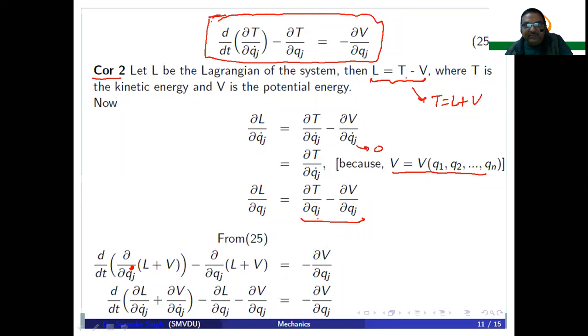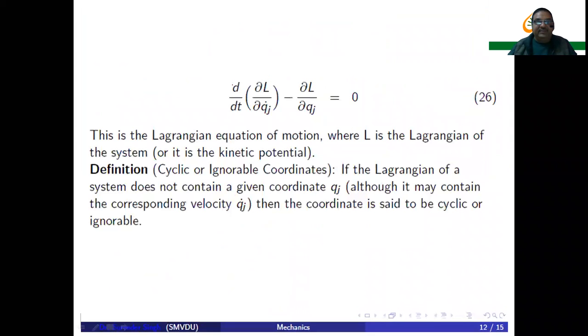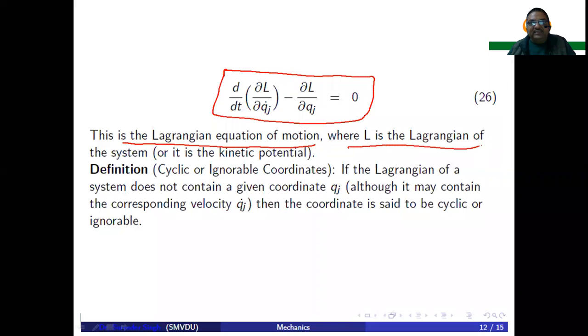What I was talking about, del V over del Qj dot is 0. So this is 0 minus del L over del Qj minus del V over del Qj, which is equal to minus del V over del Qj. So in fact it has already become 0, and this quantity del V over del Qj goes with this quantity. This is the same on both sides. So what are we left with? We are left with this equation: d by dt of del L by del Qj dot minus del L over del Qj equal to 0. This is the Lagrangian equation of motion, and L is the Lagrangian of the system.